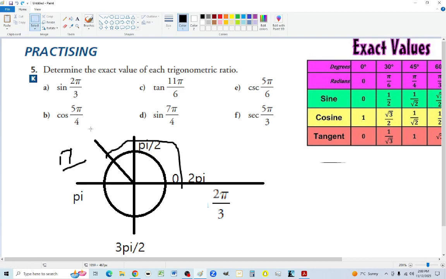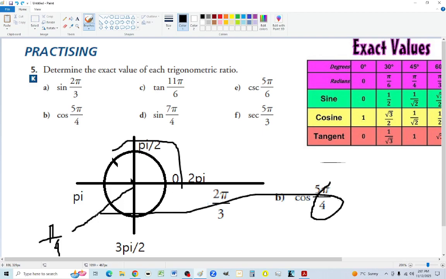Okay, so we're going to continue. We're going to get rid of this like this. And we're going to look at this one. This one's clearly a bit more than 1. So if I go all the way to here, it's 4 over 4. And then 5 over 4 is just a quarter more, which is 45 degrees more than 180. So it's really 225. So that means this is the same as 45 degrees.